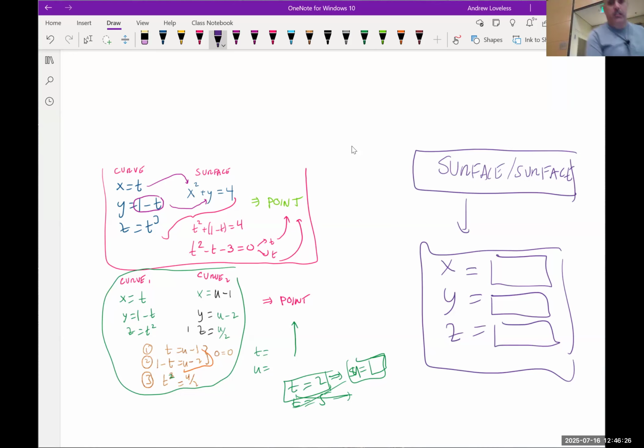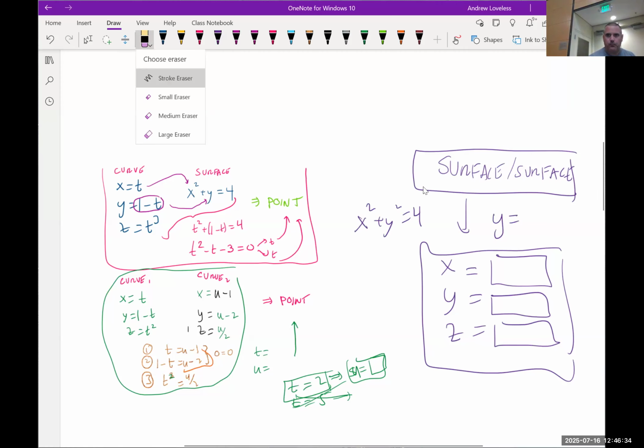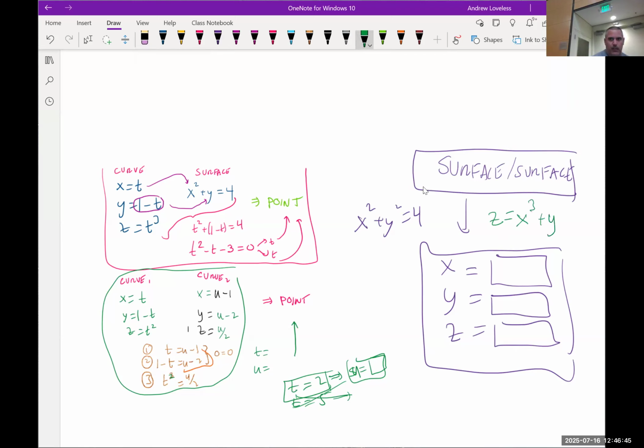a jumble of equations. If I give you the surface x squared plus y squared is 4, and then I give you y, or let's say... For these questions, we always begin with equations. Yeah, I mean, you could have something that's the intersection of more, but I think that we wouldn't have that, now that I think about it.